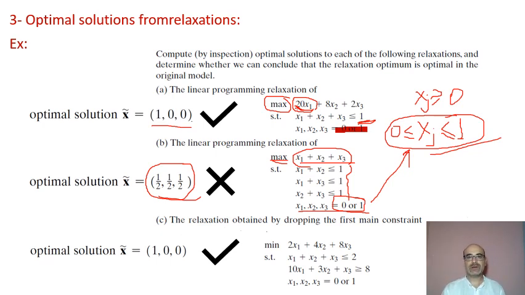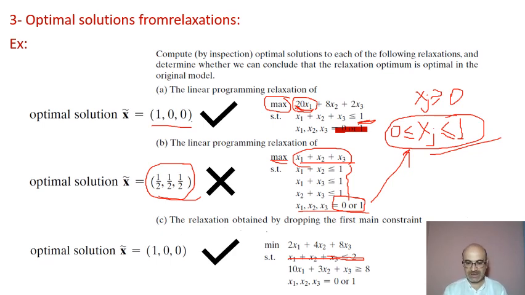And let's have a look at part C now. It says the relaxation obtained by dropping the first main constraint. So we are not taking the LP relaxation now. Basically, we are just deleting the first constraint here, and we are trying to solve the remaining problem. This is the minimization problem, and there is just one constraint here: 10x1 plus 3x2 plus x3 should be greater than or equal to 8.